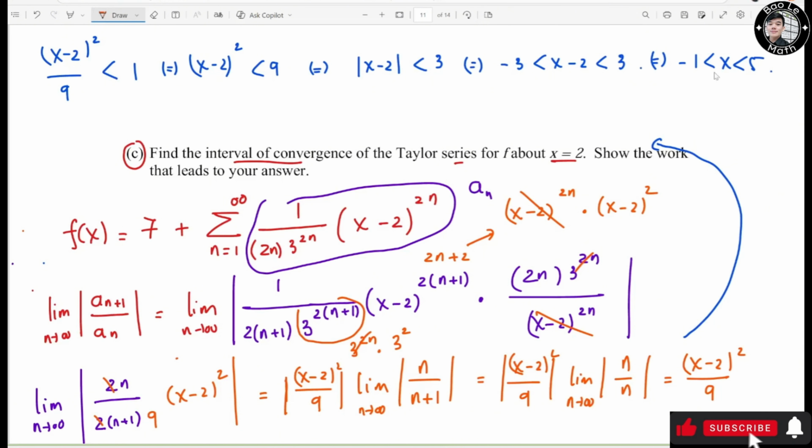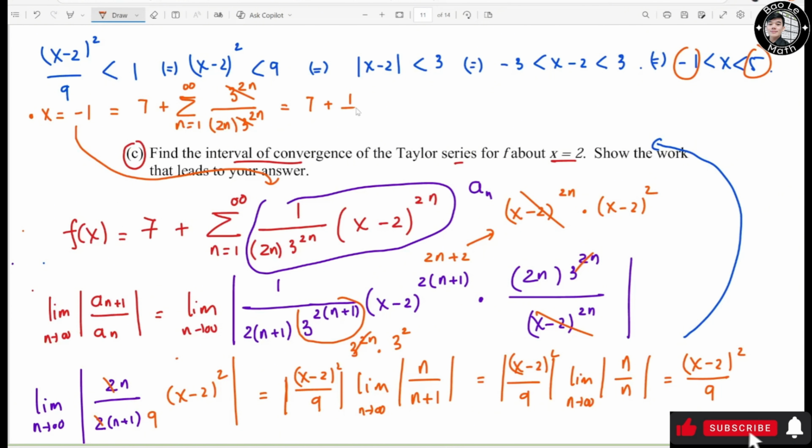Now we need to check the endpoints. The first one is x equals negative 1 and the second one is x equals 5. For x equals negative 1, substitute negative 1 for x over here. So it's going to be 7 plus, this cancels out. I'm going to bring 1/2 to the front, so it's going to be 1/2 times the series of 1 over n where n starts from 1 to infinity. Now since this one is the harmonic series, it's always divergent. So if this one diverges, the whole thing right here diverges.